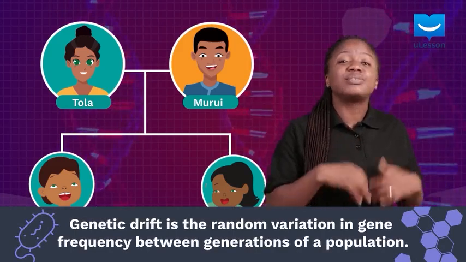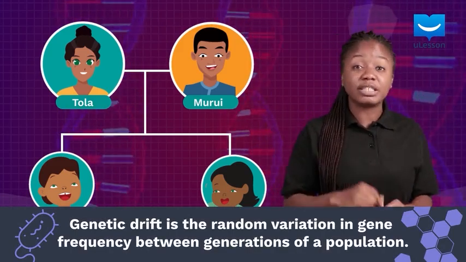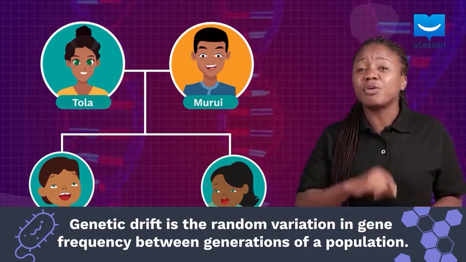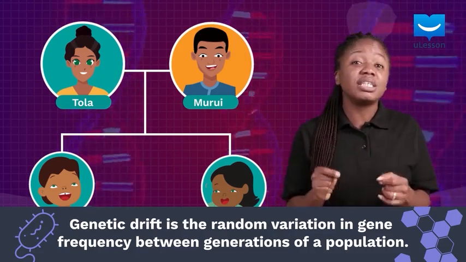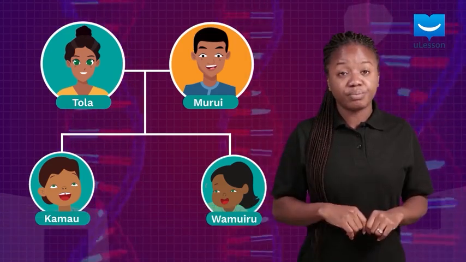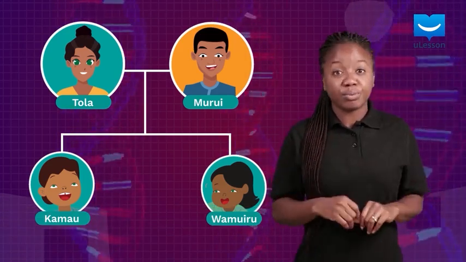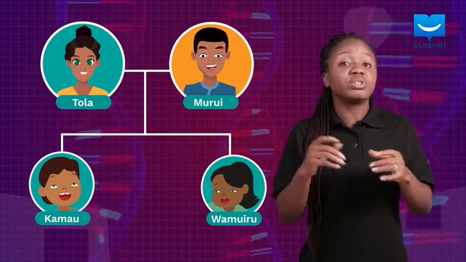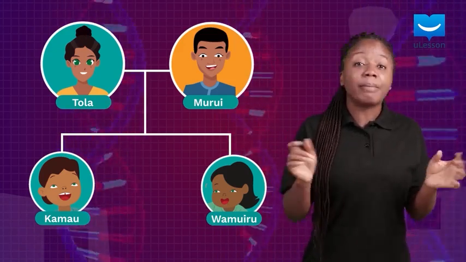Genetic drift is the random variation in gene frequency between generations of a population. It is different from natural selection because the genes that remain do not increase the chances of survival. Tola's green eyes are an example. Remember, Tola and Muri have 2 kids with green eyes, Wamiru and Kamal.